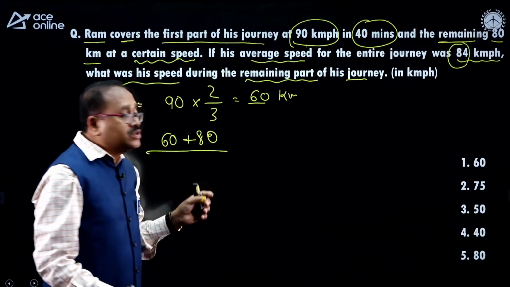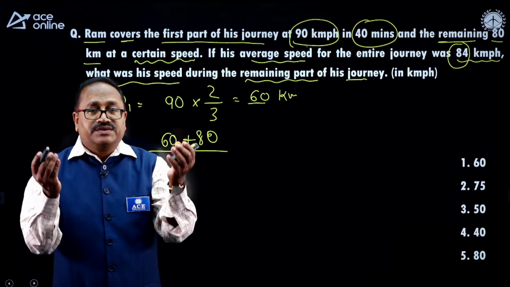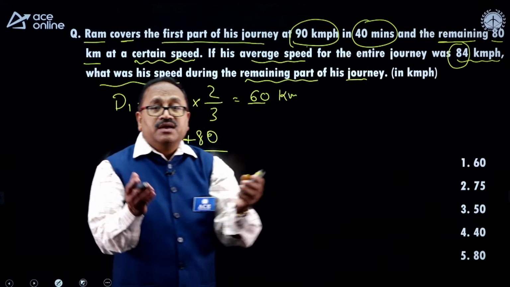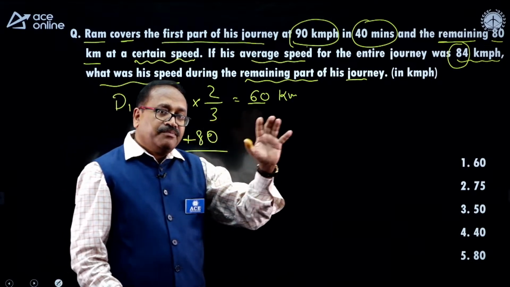So distance by speed, will I get the total time? Yes, we will get the total time, out of which I know the first part is 40 minutes. I will get the second part time.